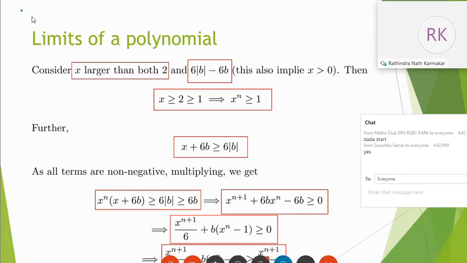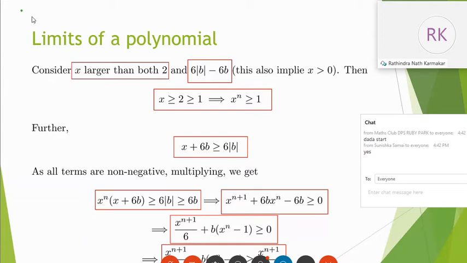If all these steps I am doing are valid only for x larger than both 2 and 6|b| - 6b, I will just choose y to be larger than 2 and 6|b| - 6b. For example, I will take y to be 2 + 6|b| - 6b. That is larger than both 2 and 6|b| - 6b. That term is very frequently used: for large enough x, these inequalities hold. Large enough means after some value of x, which can be a very large value, but after some value.